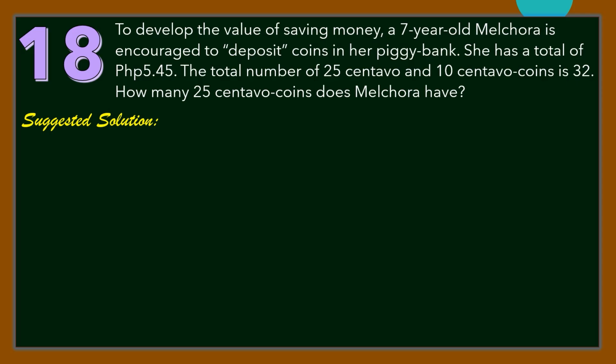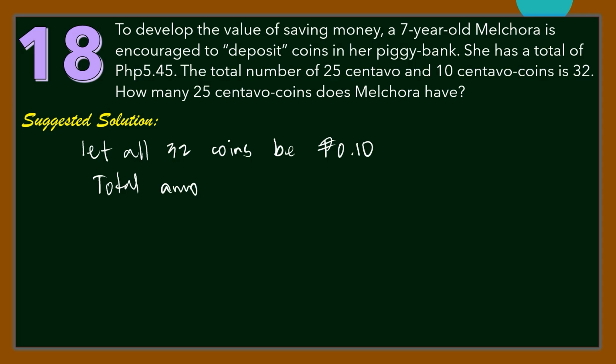For our suggested solution, let all 32 coins be the 10 centavo coins first. So the total amount would be 32 times 0.10, and that is equal to 3 pesos and 20 centavos. But we know that the total amount that Melchora has is 5.45 or 5 pesos and 45 centavos.